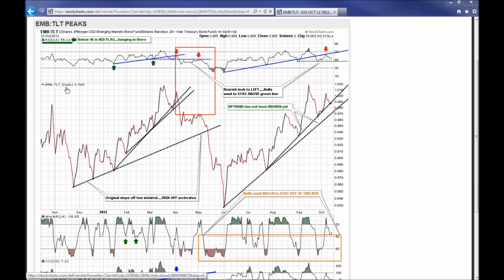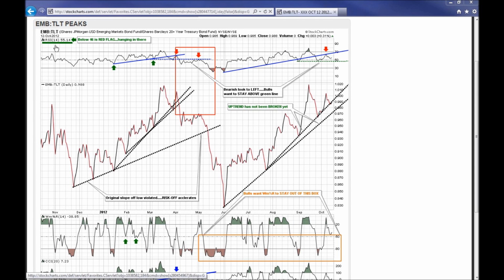This is a daily chart of EMB relative to TLT. It's the emerging markets bond ETF relative to treasuries. Emerging market bonds tend to be more risk on divided by risk off treasuries. You can see when the market peaked, we said the stock market peaked between April and May of this year. The downside accelerated after May 1st.